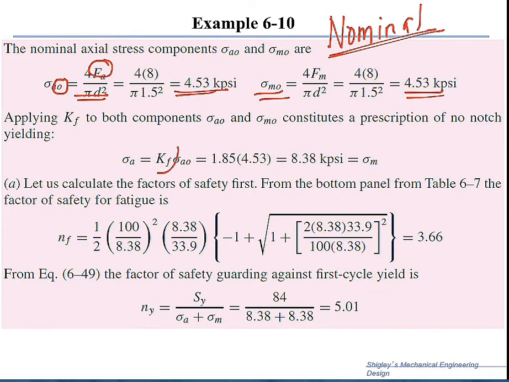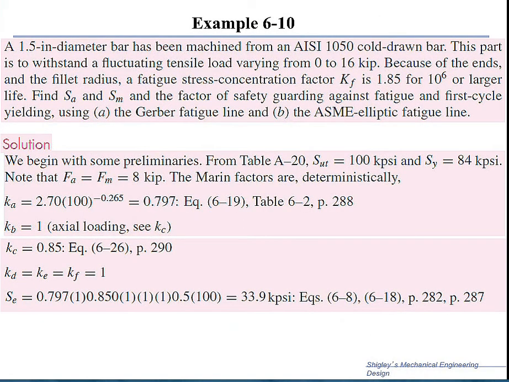And then the actual alternating goes from the nominal converted to the actual alternating with the stress concentration factor, which is given here as 1.85. So all of a sudden I now have the mean value equal to the alternating value equal to 8.38, and that is at the shoulder that we were considering, because they asked us to look at the fillet at the end, and that has a fatigue stress concentration factor.